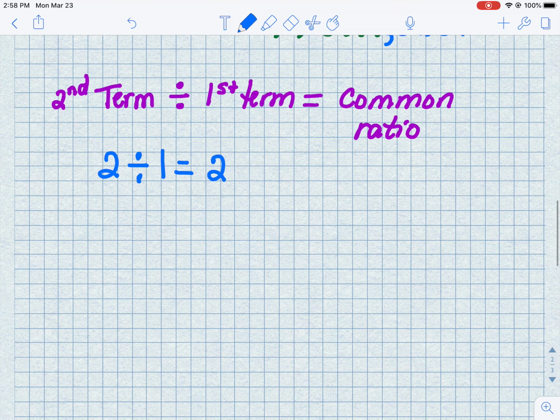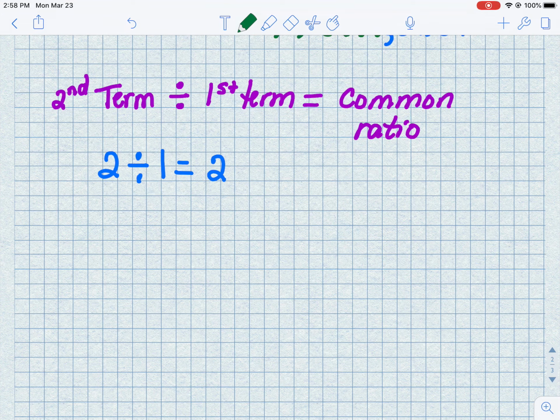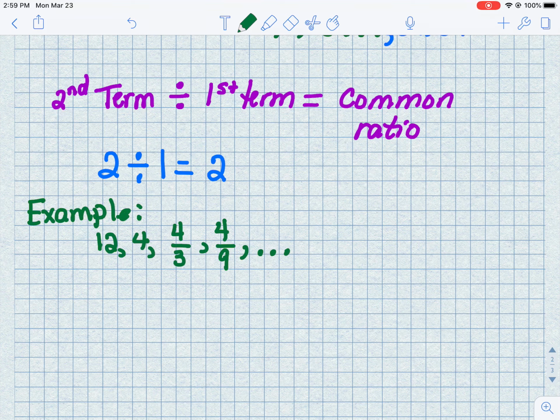Okay, let's try another example. Let's try 12, 4, 4 thirds, and 4 ninths. Now, for some of you, you can see this immediately. You see what's happening. And some of you see the fractions, and you start to get upset. Remember, fractions are our friends, but sometimes we like to move on quickly with them. So I'm going to still do the formula I told you to do.